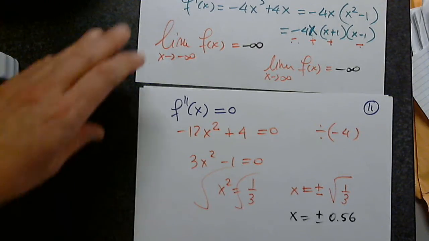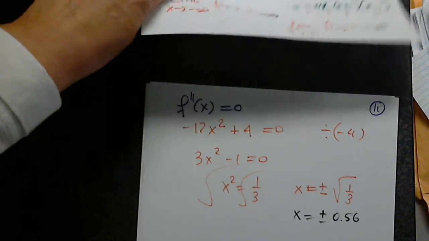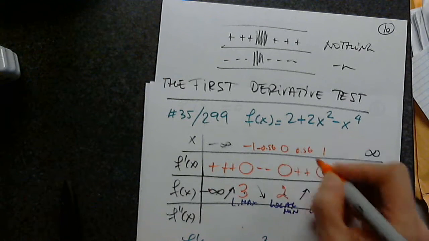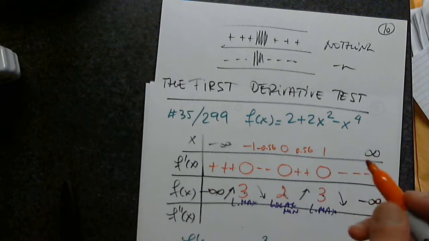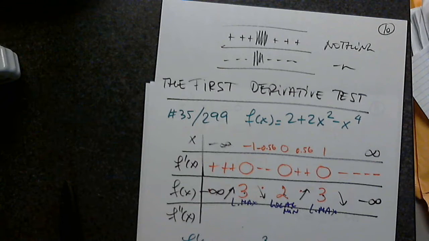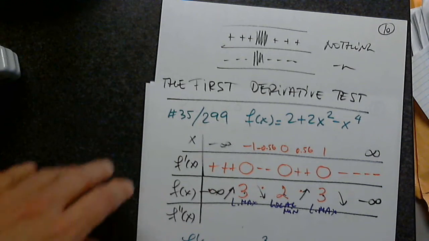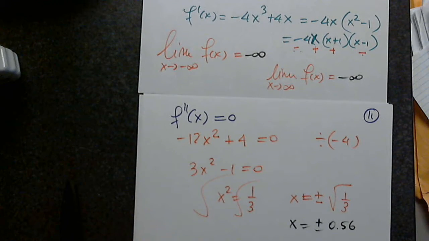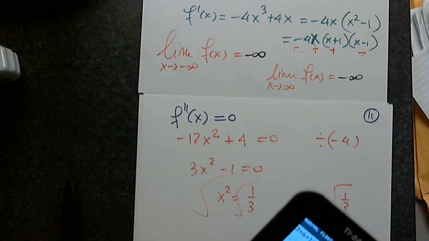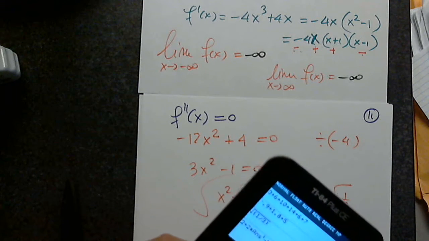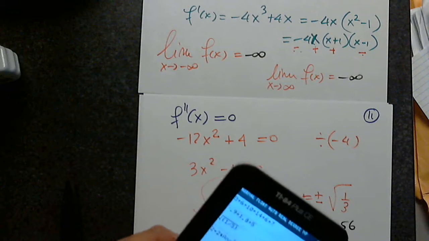Right? I have to put them in the table. So -0.56 and 0.56. I have to determine this value right here and this value right here. It's going to be the same because the function is even. We'll talk about it in a minute. So I will plug it in: 2 plus 2 multiplied by the previous answer squared, and then minus the previous answer raised to the 4th power.